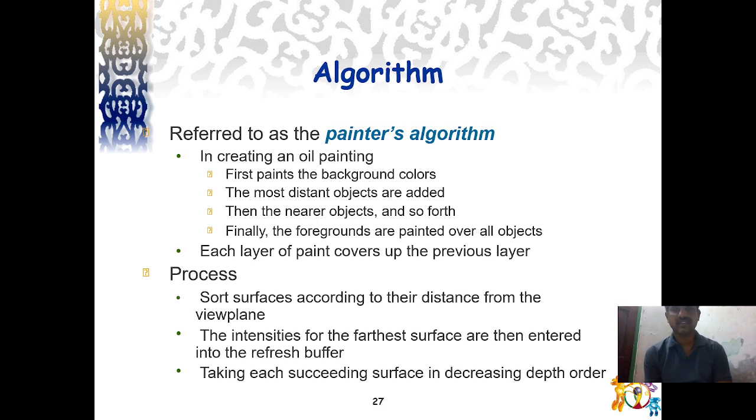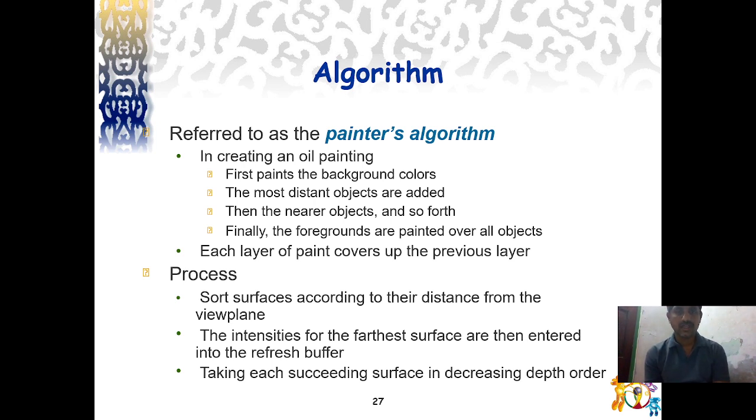For example, in a sea scenery, first we assign the people, then the water, then the stones, likewise. In that way we paint all the colors, and in that way you can assign the sorting manner. That is why it is called the painter's algorithm. So in creating an oil painting, first you paint the background color, then the objects added, then the nearer objects, and finally the foreground is painted over all the objects.